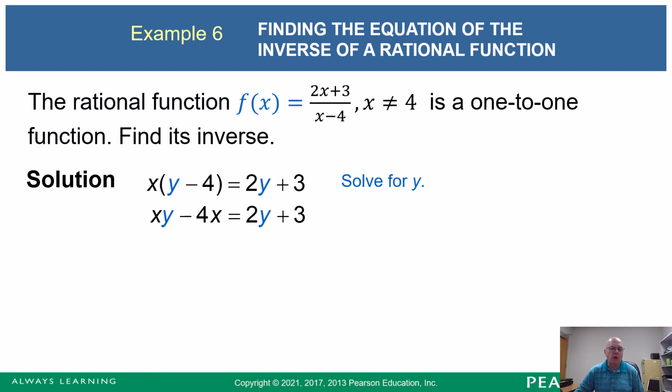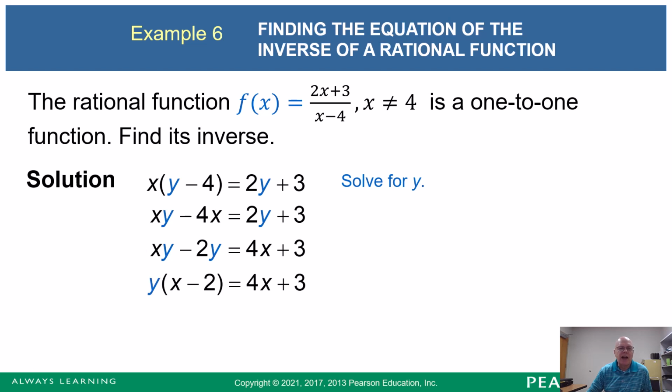Simplify or multiply that out or distribute, whatever suggestion you have for wording. Solve for y next. Bring the y's to one side. Factor out the y. That's an important but sometimes forgotten step. Then divide by the x minus 2 because you want y.